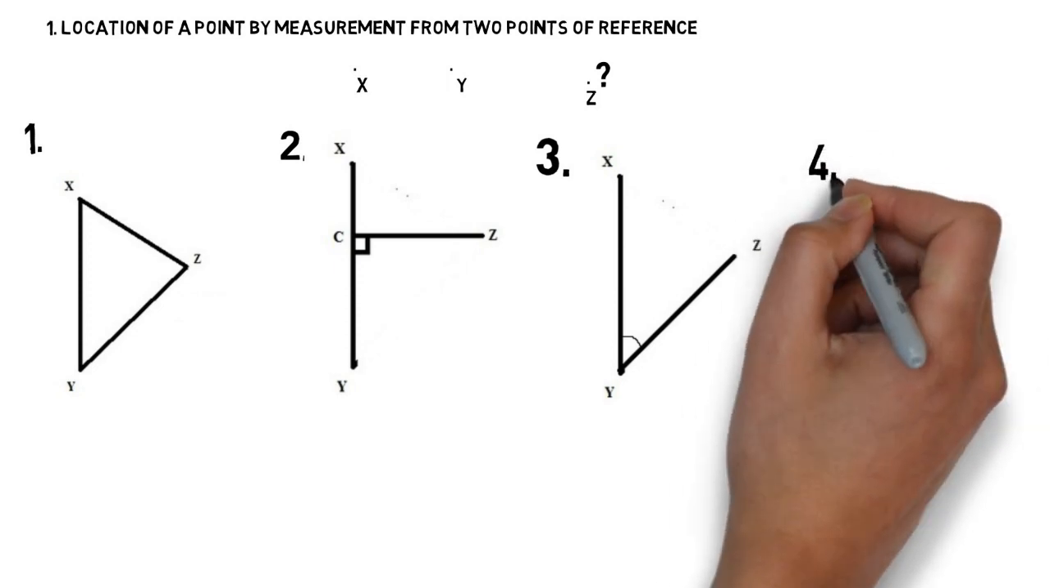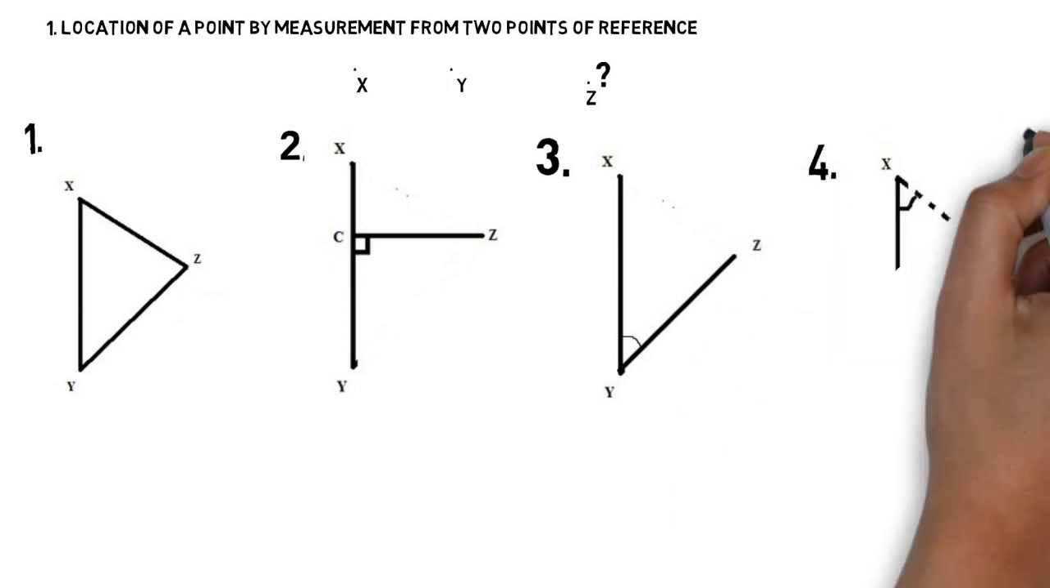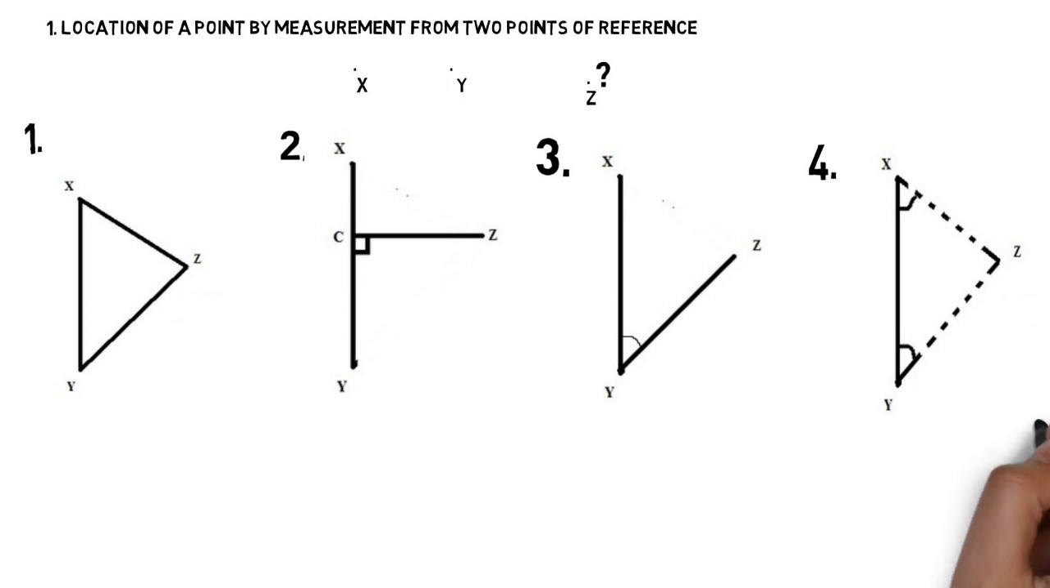In case number 4, the angle YXZ and angle XYZ are measured using an angle measuring instrument such as a clinometer, and point Z is located using a protractor or using triangle formulas. This principle is used in triangulation.